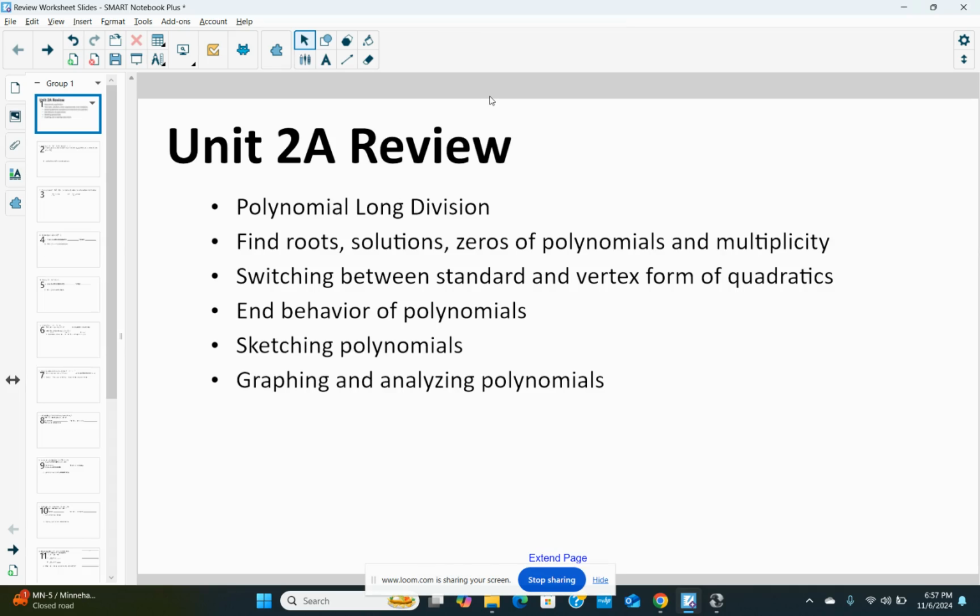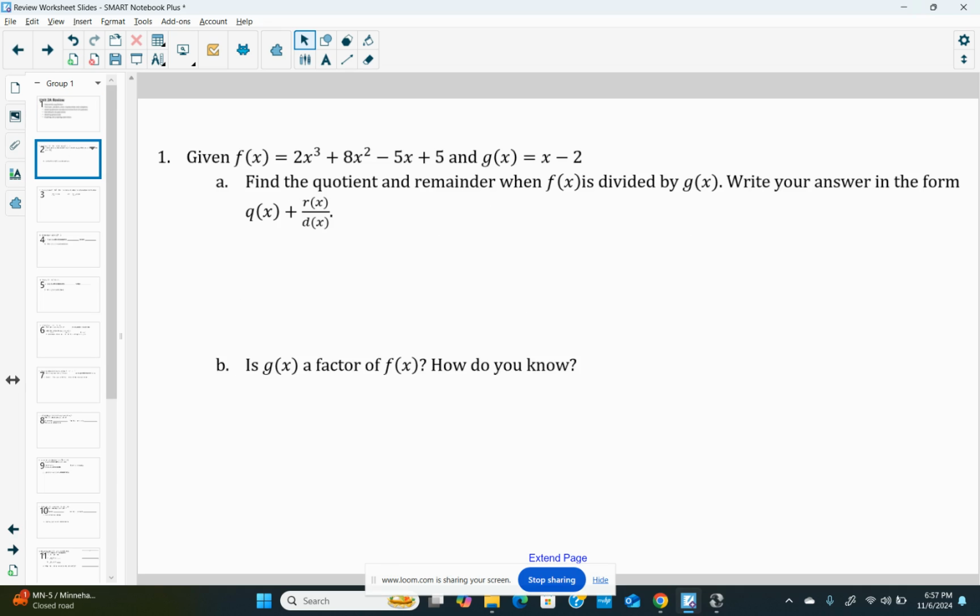In this video, I'm going to go over the Unit 2A review, which covers all sorts of things with polynomials: finding the roots, the solutions, switching between standard and vertex form, analyzing it, sketching it, multiplicity. And there's going to be a calculator and a non-calculator part. So the first things that we're doing here are not using a graphing calculator.